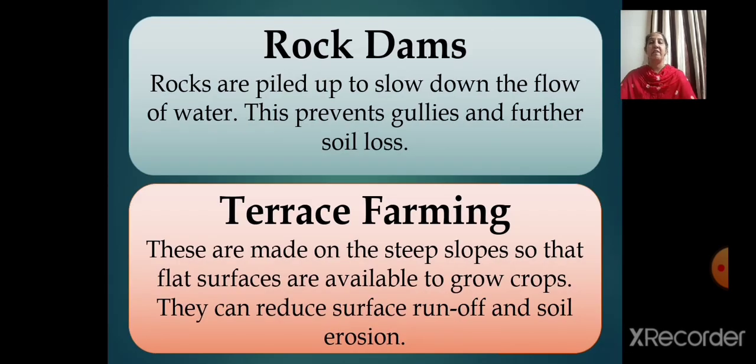Then the next is rock dams. Rocks are piled up to slow down the flow of water. This prevents gullies and further soil loss. Then the next method of soil conservation is terrace farming. These are made on steep slopes so that flat surfaces are available to grow crops. They can reduce surface runoff and soil erosion.